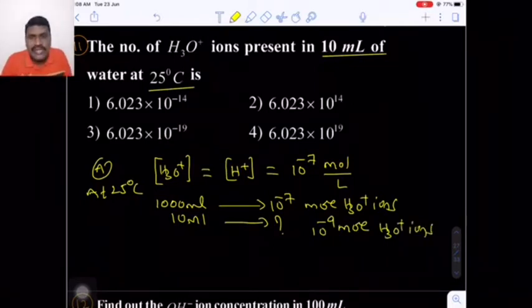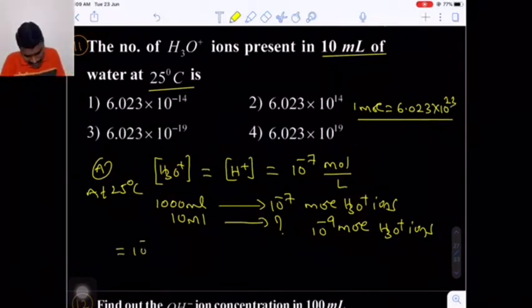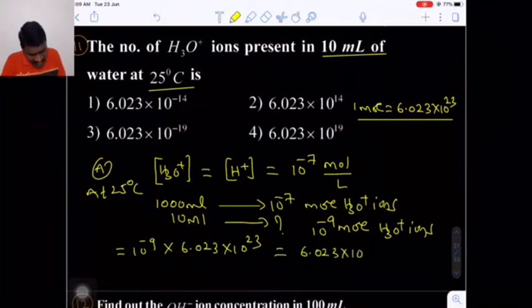Do you know, 1 mole is equal to the Avogadro number, which is 6.022 into 10 raised to 23. Now here, instead of mole, shall I write 6.023 into 10 raised to 23? This will be equal to 6.023 into 10 raised to 14 hydronium ions. Are you getting my point? So this will be the answer number 2. Answer number 2.